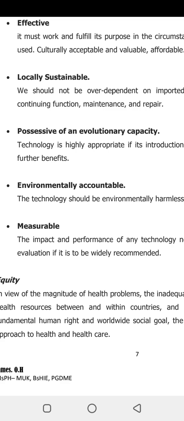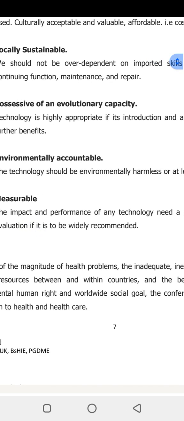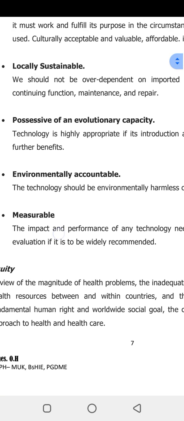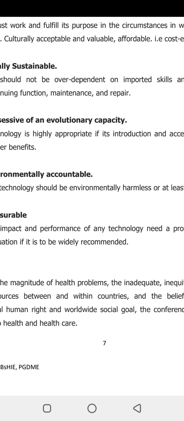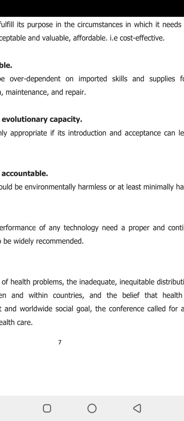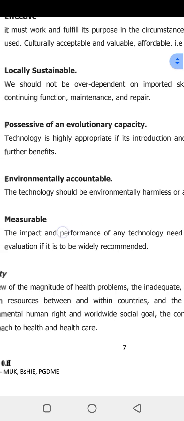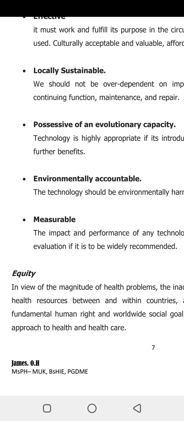Possessive of an evolutionary capacity. Technology is highly appropriate if its introduction and acceptance can lead to further benefits.